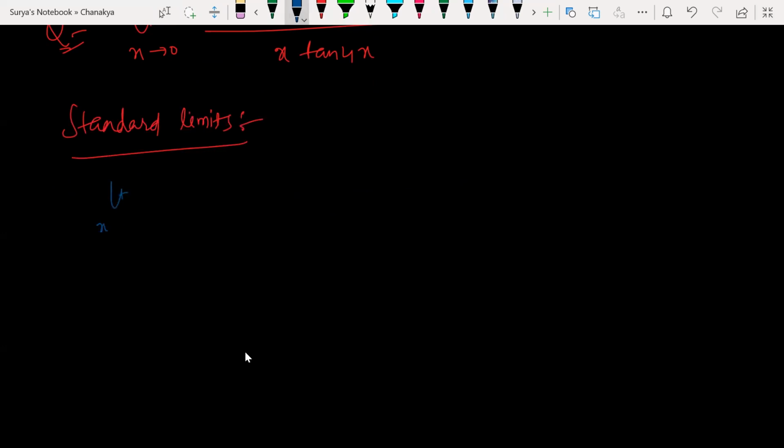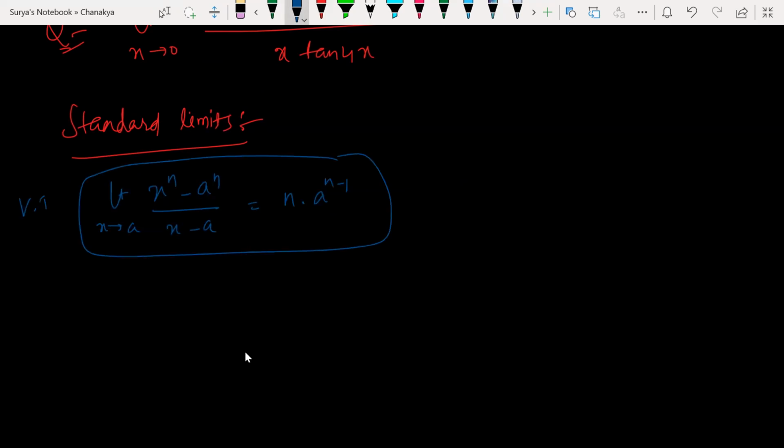All right, limit x tending towards a. The formula is, whenever I have x to the power of n minus a to the power of n divided by x minus a, the formula is going to be n into a to the power of n minus 1. This is a very, very important formula.